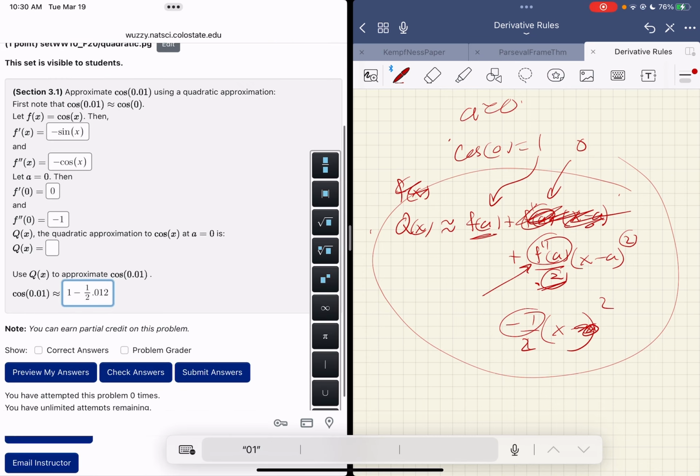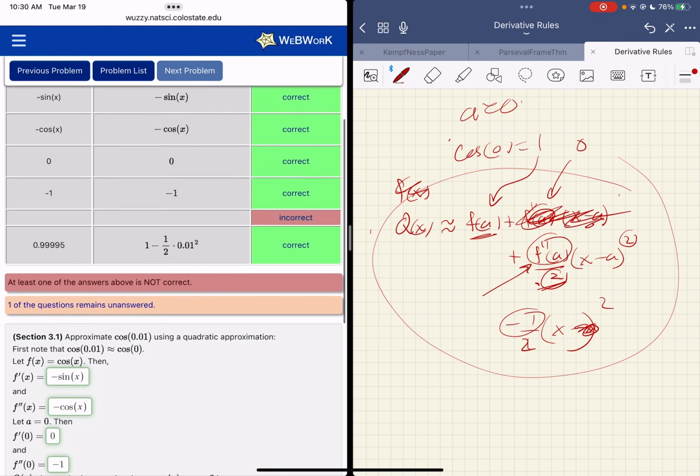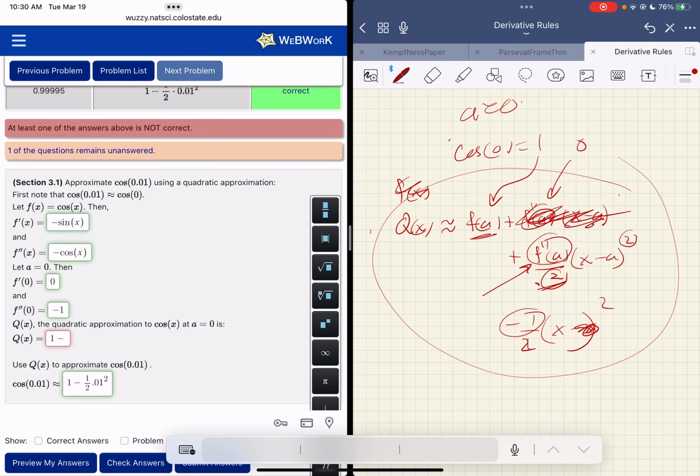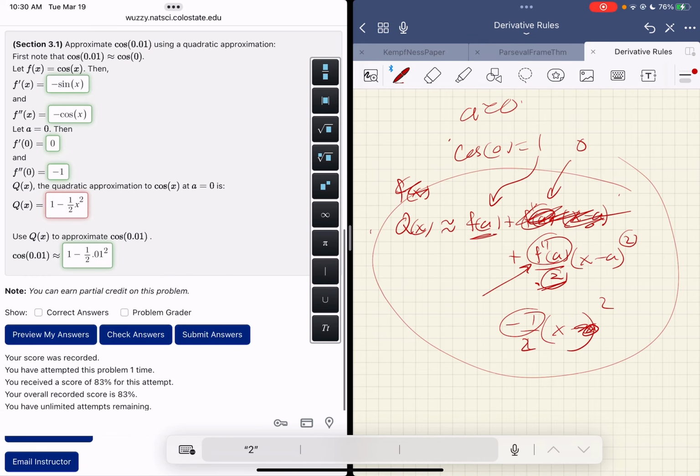Sorry, I had to do some typesetting. Anyway, that's what's happened there. What is q of, oh, so this is where I put that. 1 minus 1/2 x squared. There we go. There you go.